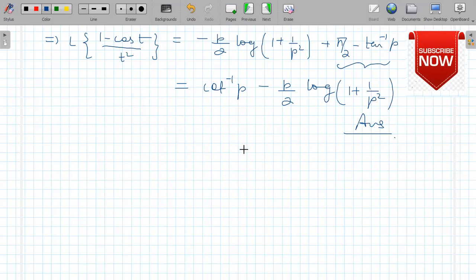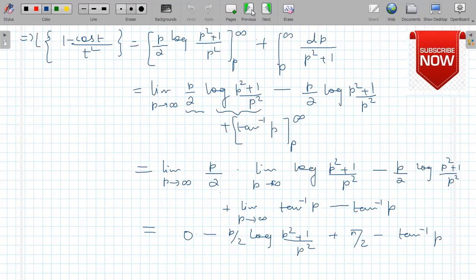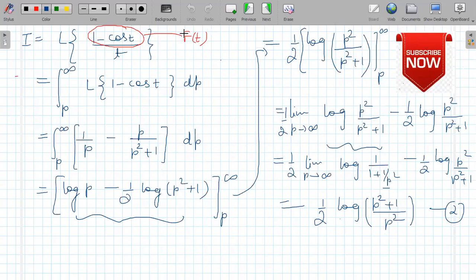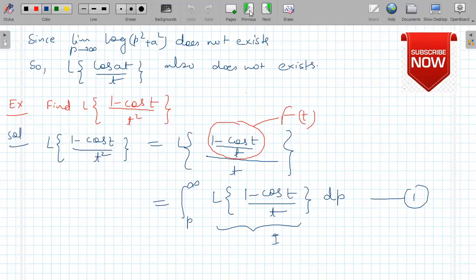So this is quite lengthy calculation. Whenever the function is divided by powers of t that are greater than 1, you have to find the integral of the function too many times. So this is the procedure how to deal with the problems where the function is divided by t square or t cube or t raised to the power 4 and so on like that.